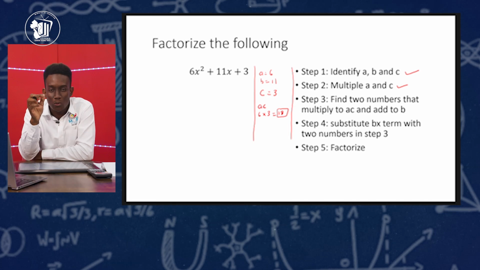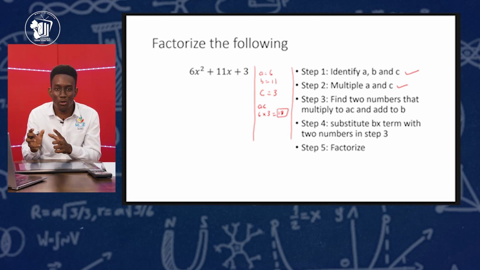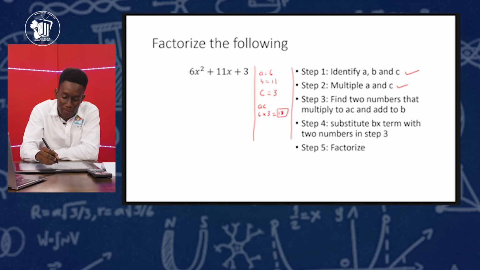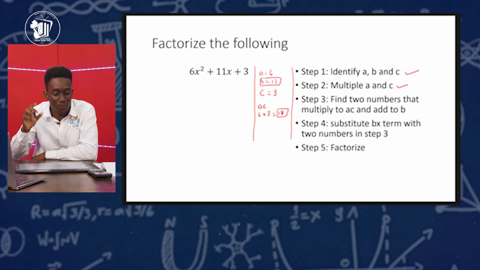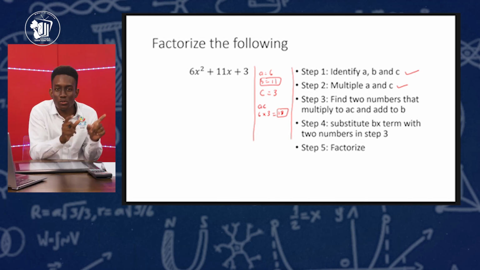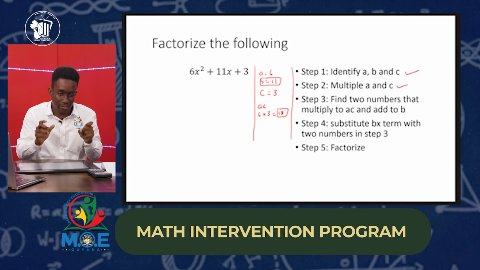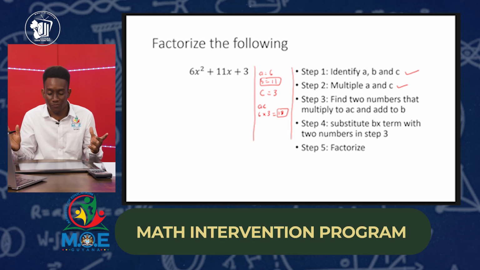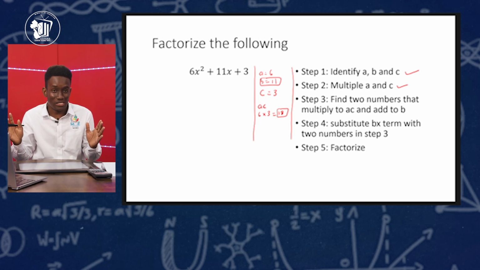But also, when we add these two same numbers, we should get B. We should get the value of B, whatever B is. In this case, B is 11. So we want two numbers. When we multiply them, we should get whatever AC is. And when we add those two same numbers, we should get B, which is 11 in this case. So we can go through the factors of 18. We see 6 times 3 is 18, but 6 plus 3 would give you 9. And we see B is equal to 11, so that can't work.